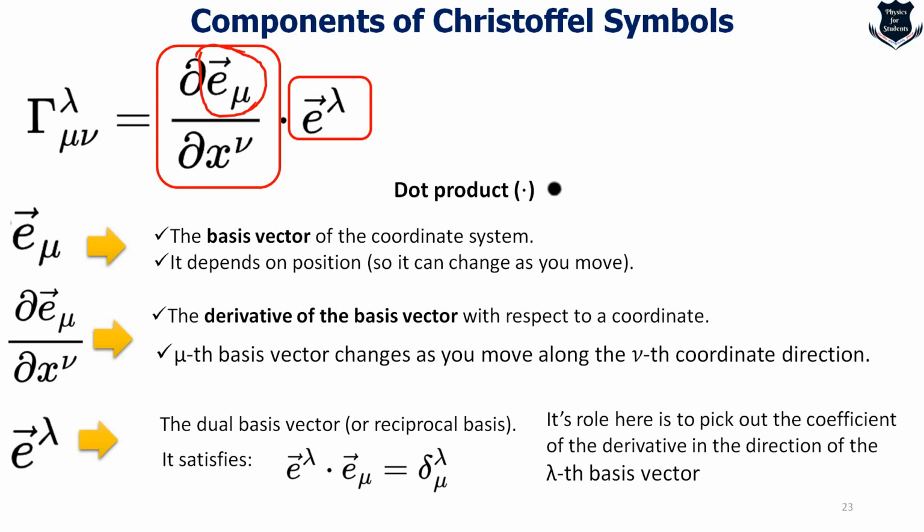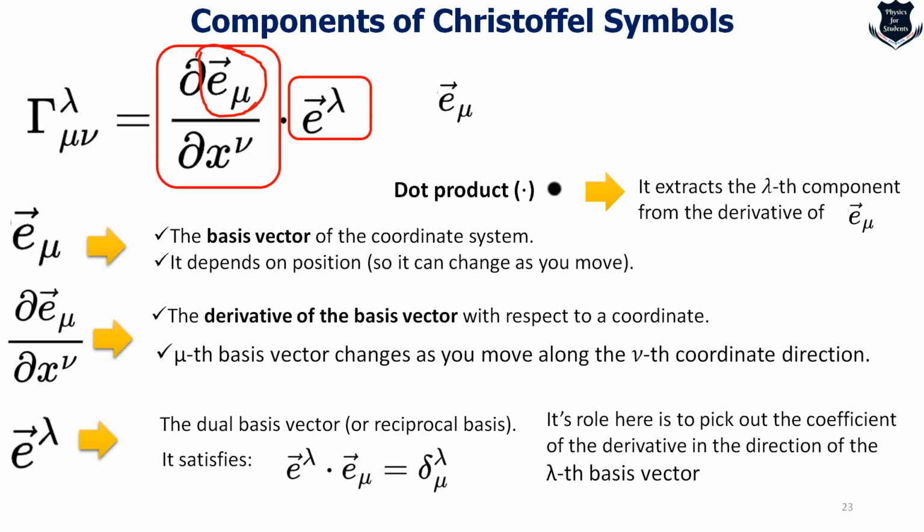And the dot product, very simple, it is the projection, so it extracts the lambda-th component from the derivative of E mu. So what we can summarize from here is that you need to pick up a basis vector E mu. Then you see how it changes as you move along the x nuth derivative. Then project that change onto another basis vector E lambda, which you use as the dot product, and the resulting number is equal to the Christoffel symbol, gamma with upper index lambda, and lower indices mu and nu.